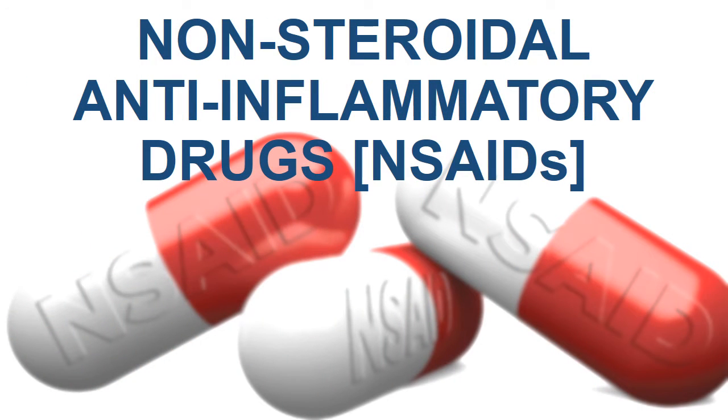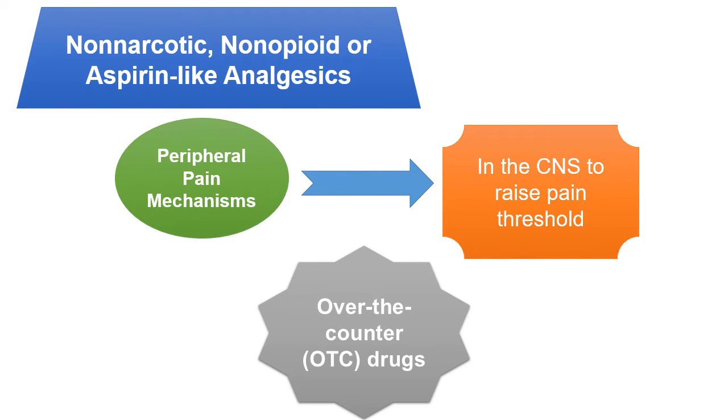In this lecture, we will learn about non-steroidal anti-inflammatory drugs. These agents are also known as non-narcotic, non-opioid or aspirin-like analgesics. They act primarily on peripheral pain mechanisms, but also in the central nervous system to raise pain threshold. They are more commonly employed, and among them many are over-the-counter drugs. They have additional properties such as antipyretic and analgesic, which are chemically diverse. But most of them are organic acids.